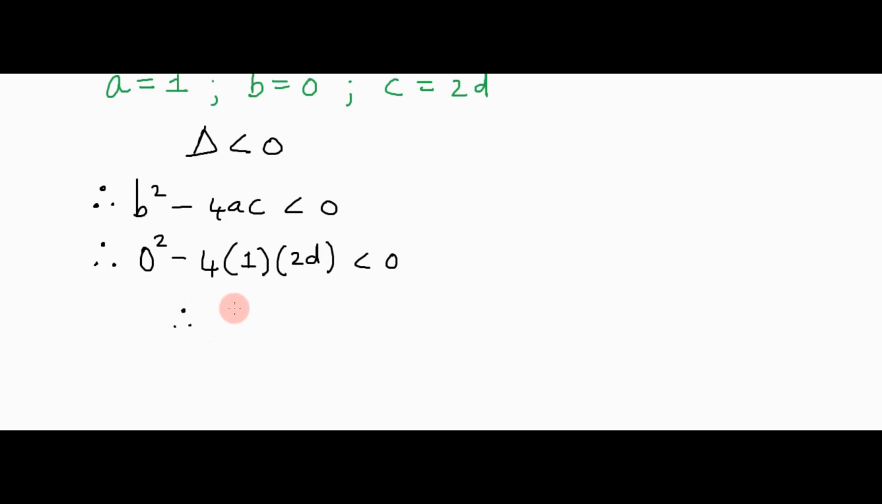So on the left-hand side, we have negative 4 times 2, which is negative 8. So negative 8d is less than 0. We can divide through by negative 8, and the inequality will switch around. So d will be greater than 0 divided by negative 8, of course, is 0. So our answer then is d must be greater than 0 for the roots to be non-real.